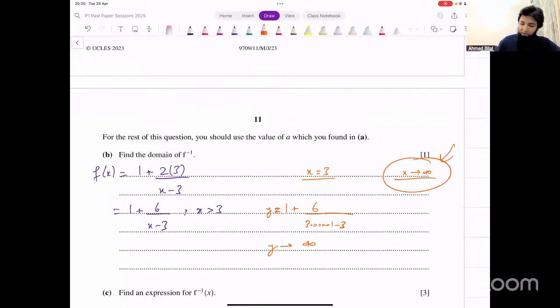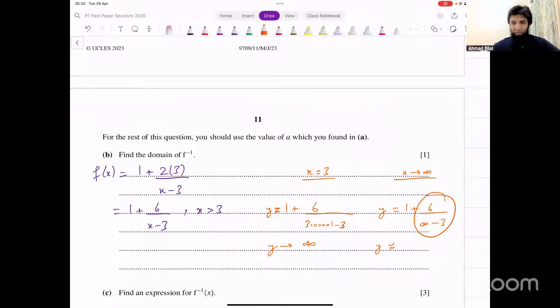When x becomes very large, when x goes towards infinity, what happens to the function in that case? Let's think about that. Y equals 1 plus 6 over infinity minus 3. Now, what does that mean? 6 over an extremely large number. That's going to be 0. So it becomes 1 plus 0, and that is approximately equal to 1. So at 3, we are getting infinity. At infinity, we're getting 1. The extreme values for y that we have here are infinity and 1.